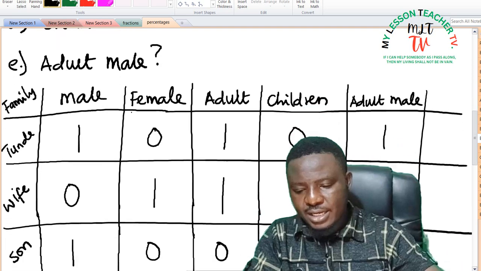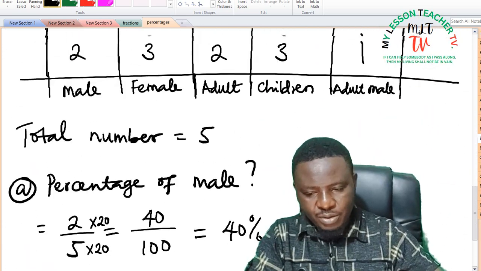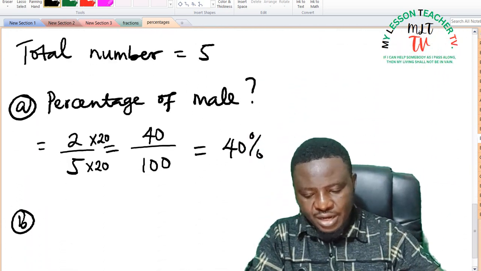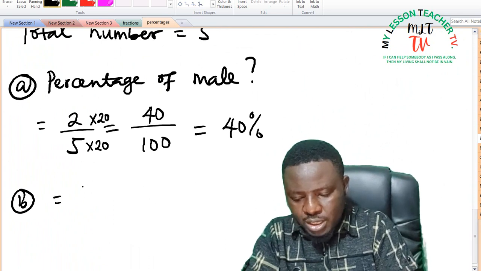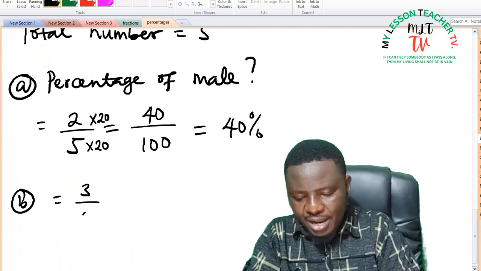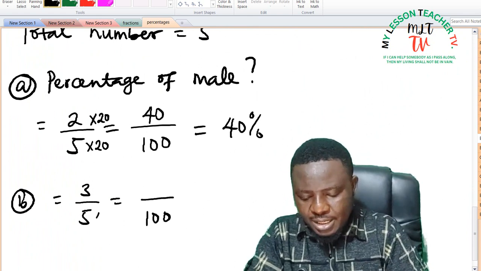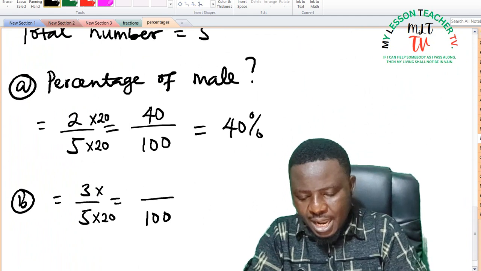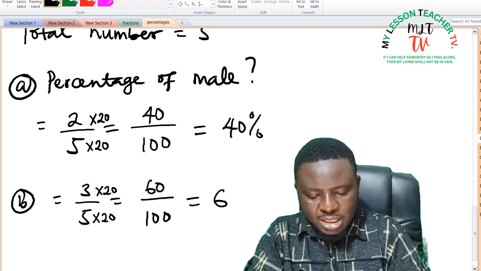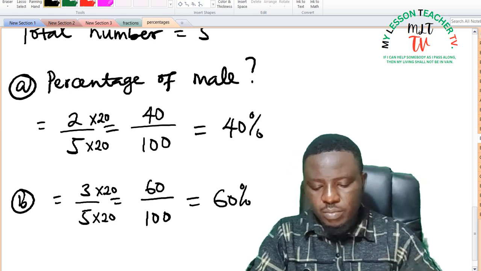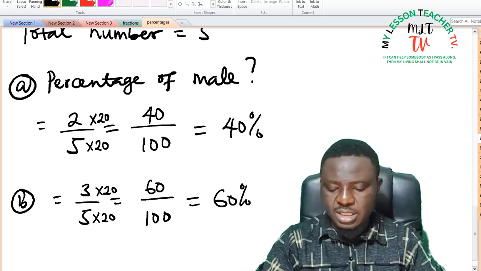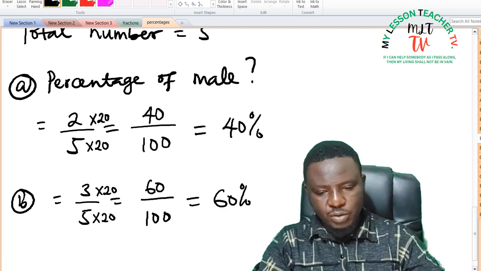B is asking us to find the percentage of females. So for the females, we have 3 of them. So this is equal to 3 divided by 5 is equal to what over 100? So you also multiply this by 20 and the numerator by 20, which is 60. So it therefore means that 60% of the family is said to be females.